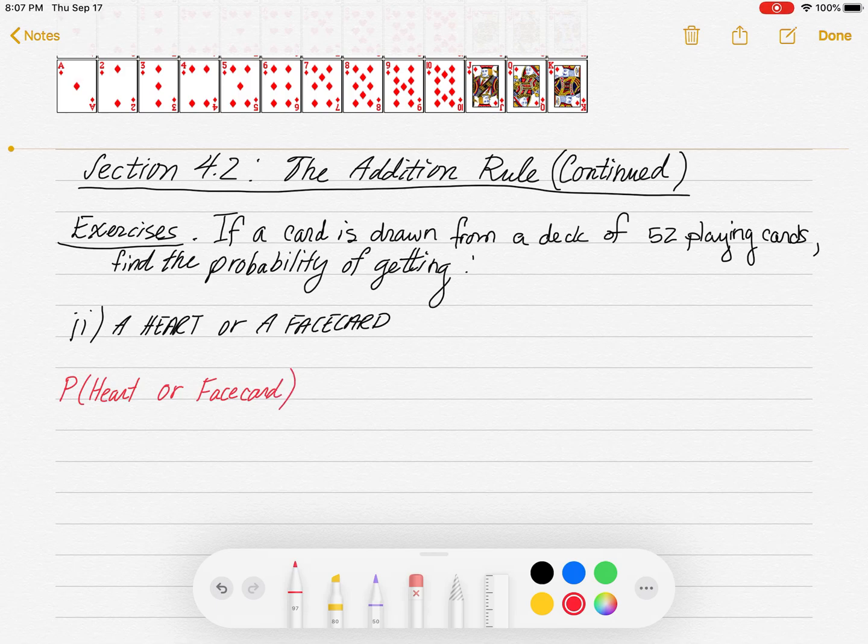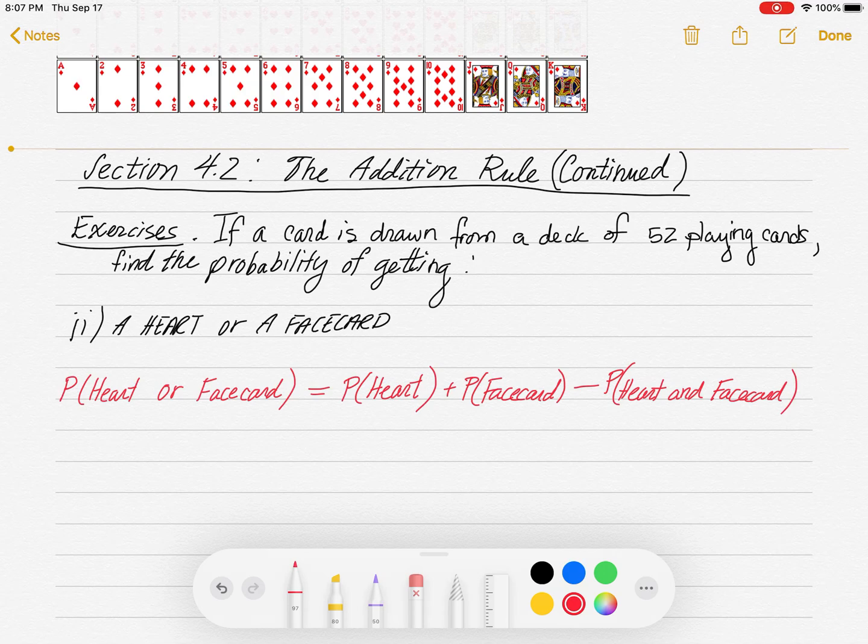So remember what the addition rule says. The probability of an OR event, you take the probability of first the heart plus the probability of the face card, and then you subtract out the overlap. So you subtract the probability of getting both a heart and a face card at the same time. What does that mean? That means a face card that is a heart, a heart that is a face card.